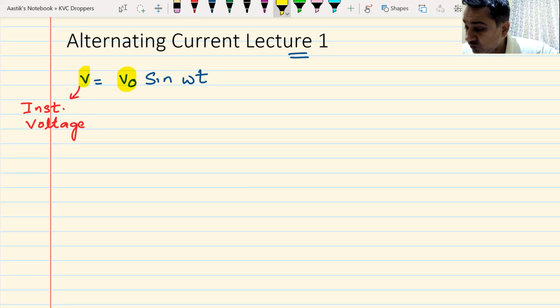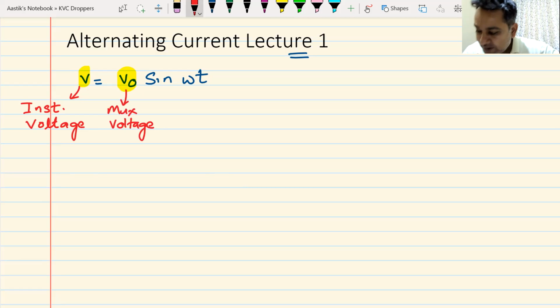What do you understand by V naught? We have already discussed this. What do you mean by V naught? It will stand for the maximum value of voltage. Vm or V naught. It will stand for the maximum value of voltage. Do you understand this? Yes, sir. Then this sine is your simple wave, your sine wave or your cos wave.